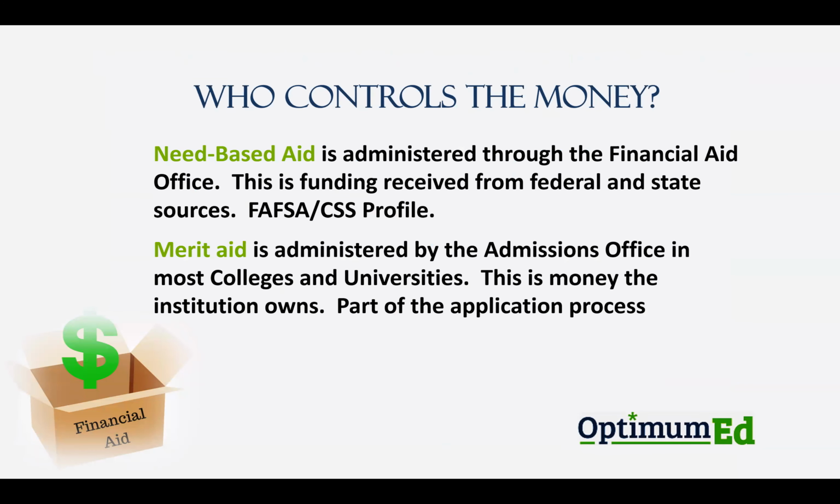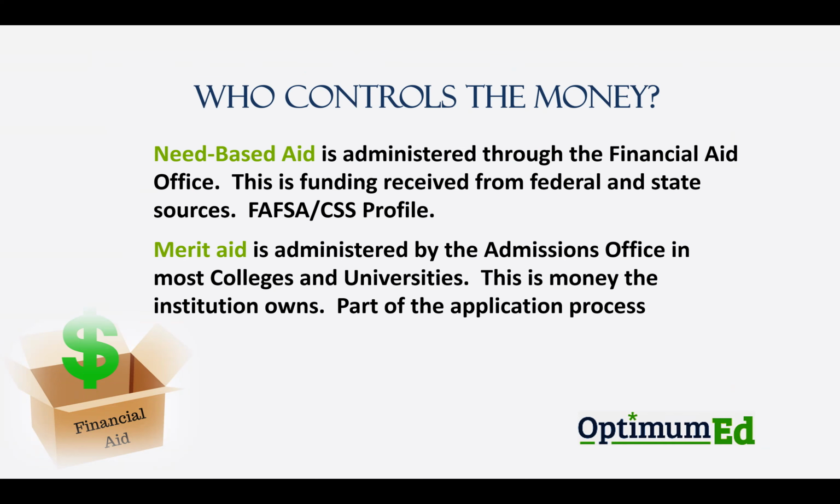So who controls the money? Good question. Need-based aid is administered through the financial aid office at the college or university. It is funding received from federal and state sources, and they use the FAFSA to distribute that money.